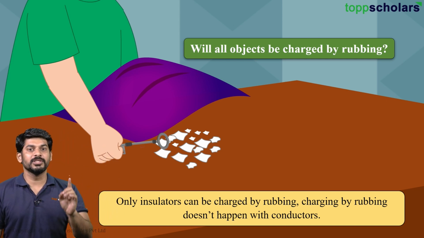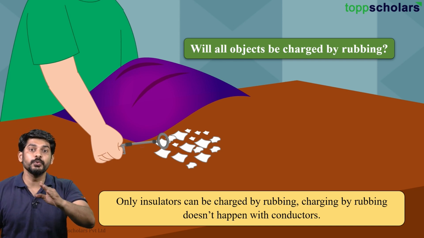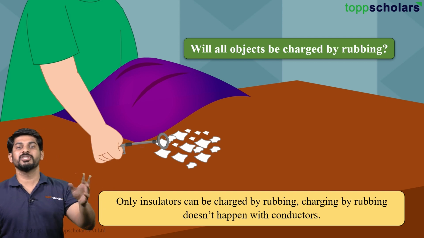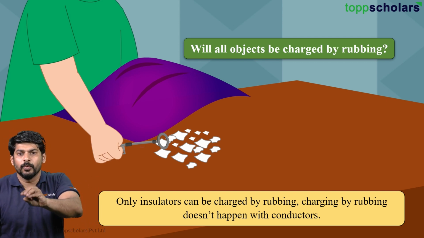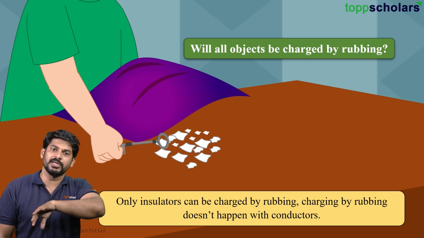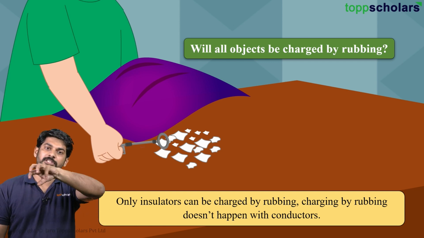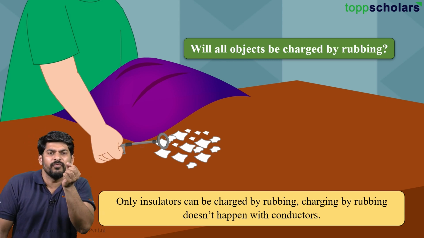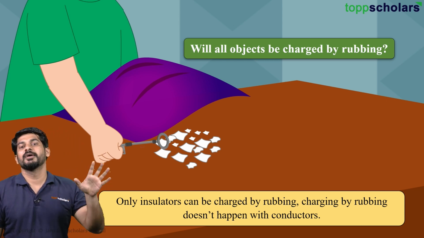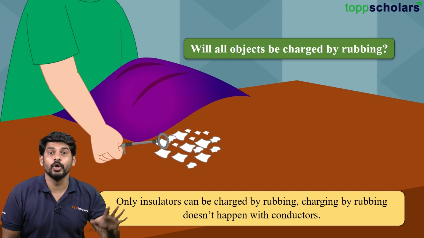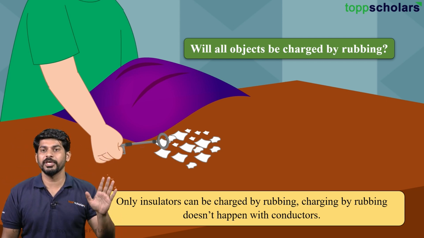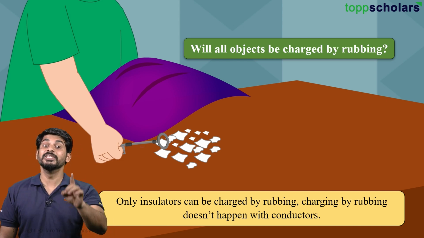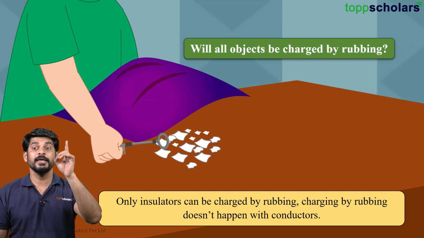The main reason for this is that conductors have a huge number of free electrons, free charges. So whenever some charge is transferred, whenever some small vacancy of charges is created, immediately other charges from other places will come and fill that space, and therefore no accumulation, or very little accumulation, will be seen. That's why this effect is not seen with conductors. So the answer to this question is no, it cannot. Only insulators can be charged by rubbing.